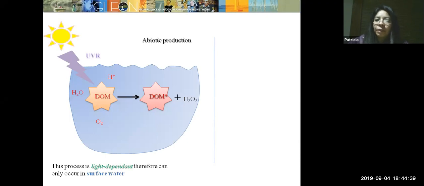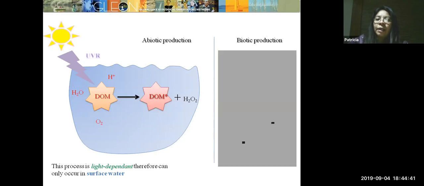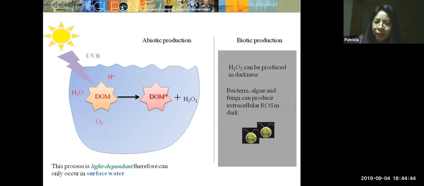But it is also known that in the dark, hydrogen peroxide can also be produced. This production is not dependent on light, it is dependent on the organisms. Some bacteria, some algae, and some fungi can produce extracellular ROS in darkness. This is a very interesting topic because not all of the species can produce ROS. It is very species-specific production.